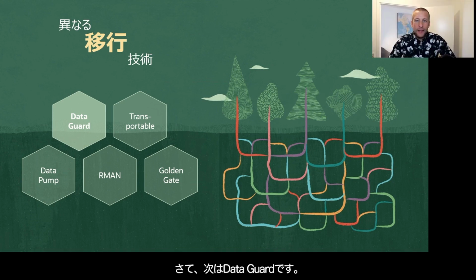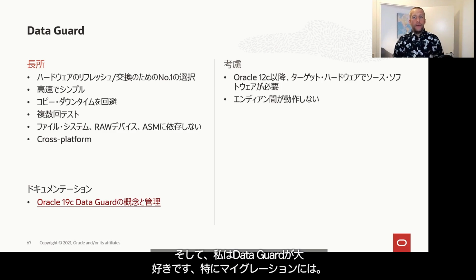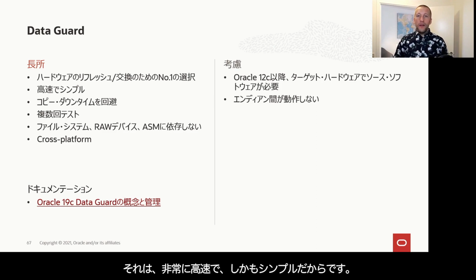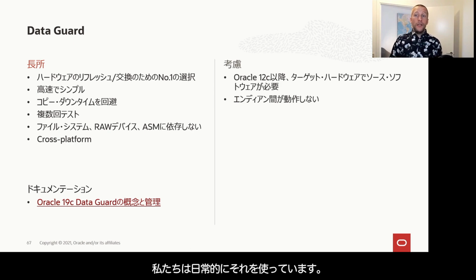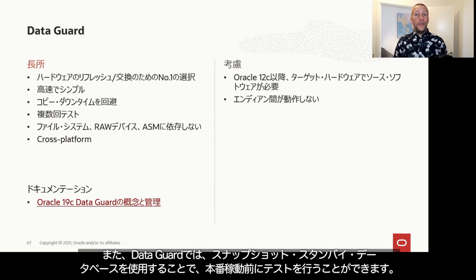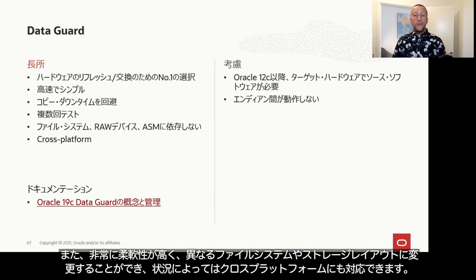Okay, next up is Data Guard. And I love Data Guard, especially for migrations. Why is that? Well, because it is so fast, yet still it is so simple. And Data Guard is, in addition to that, something that many of us are already very familiar with. We use it in our day-to-day operations. Also, with Data Guard, you get the possibility of testing before go-live by using snapshot standby databases. It's also very flexible. You can change to a different file system or a different storage layout, and you can even go cross-platform in some situations.